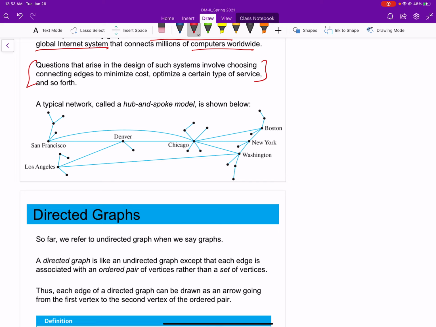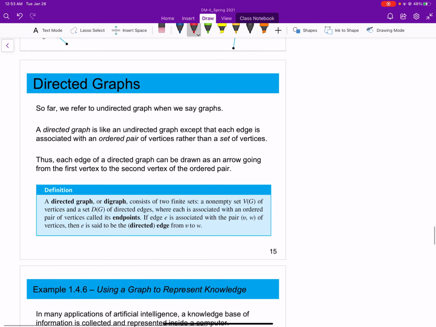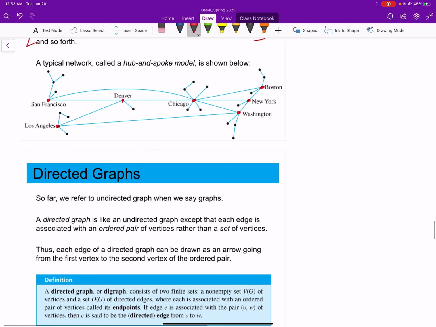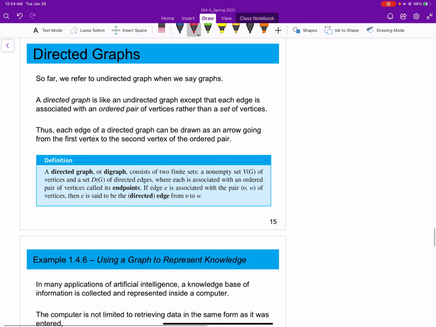Another network, a typical network called the hub and spoke model, is shown below. It has hubs. These are hubs. And then it has spokes. So this network is called a hub and spoke network. Just to give you the name, I'm not going to talk too much about the hub and spoke model. Now let's talk about directed graphs.